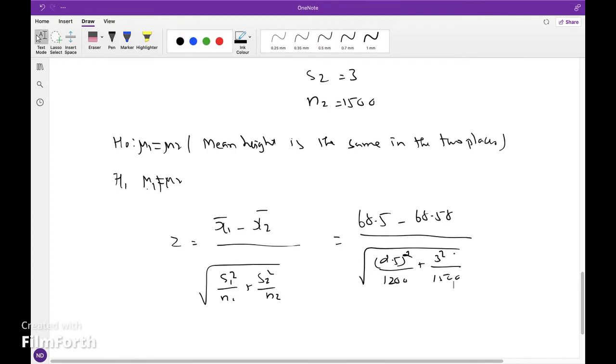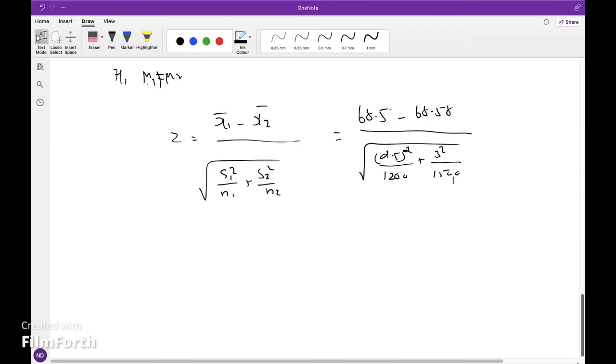Use calculator. This value is minus 0.08 divided by the square root of 0.00052 plus 0.006, that is 0.1058. That value is minus 0.76. So therefore modulus of z is 0.76.